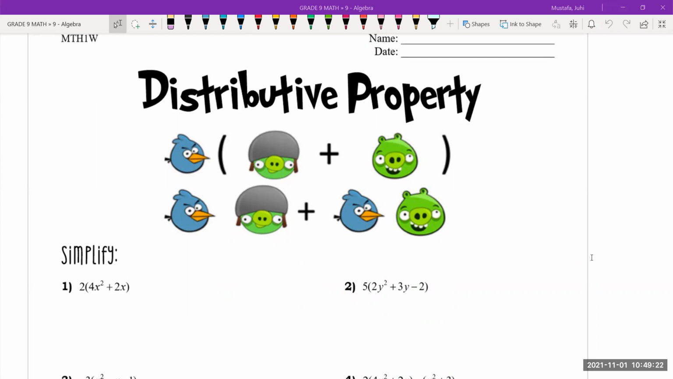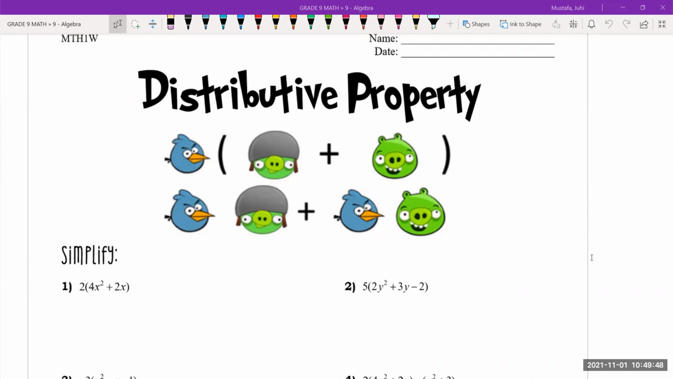I don't know the names of these characters. Do they have names? Okay, I don't know what they are, but green guy with helmet and then green guy without helmet. And so the distributive property is basically, the green guys inside the brackets are protected by the brackets. So if you have brackets, anything inside the brackets can't be moved or touched or anything like that, they're protected. In order for us to open up those brackets, we have to do something called distributive property.